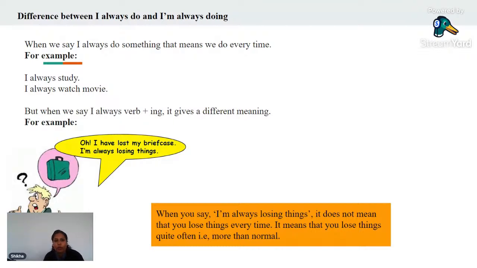Okay, so I hope I am able to give you the difference between these two phrases, that is, I always do and I am always doing. So next time when you are using such phrases, please use them correctly. And also I hope I am able to give you the correct difference between simple present tense and present continuous tense. So frame your sentence correctly.